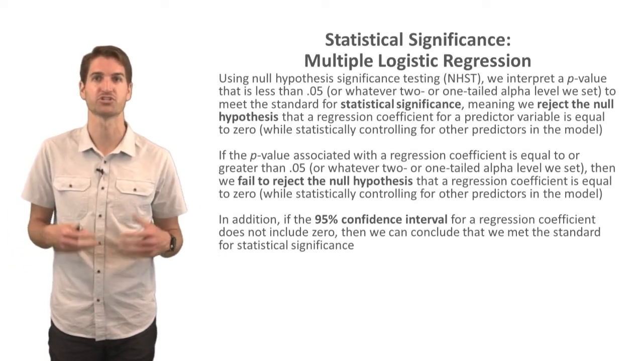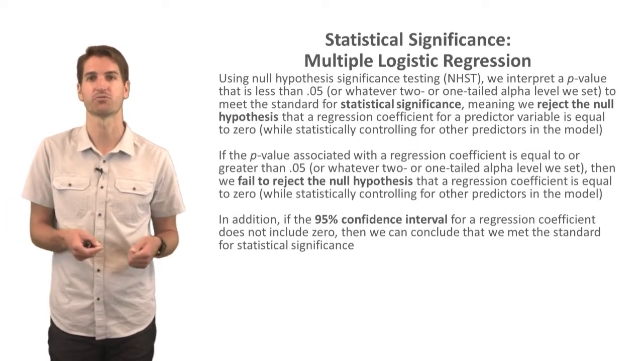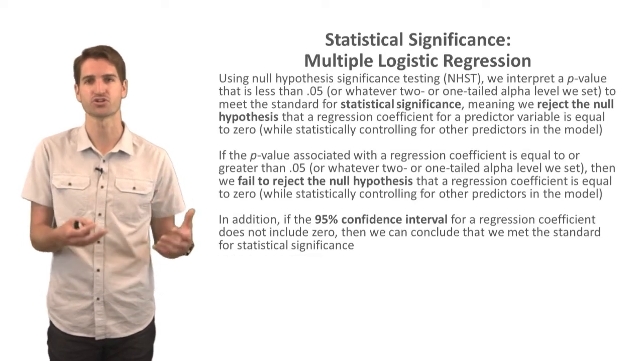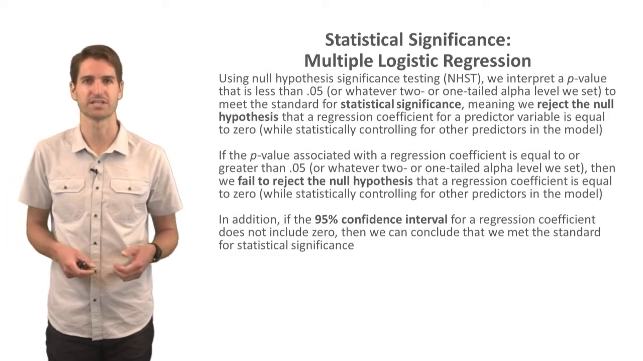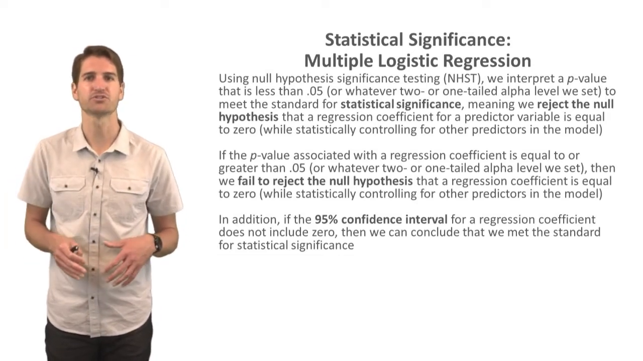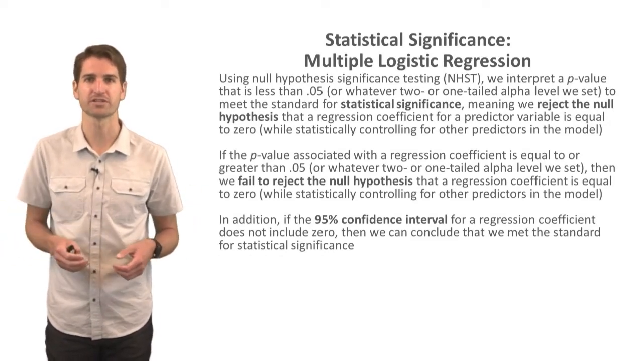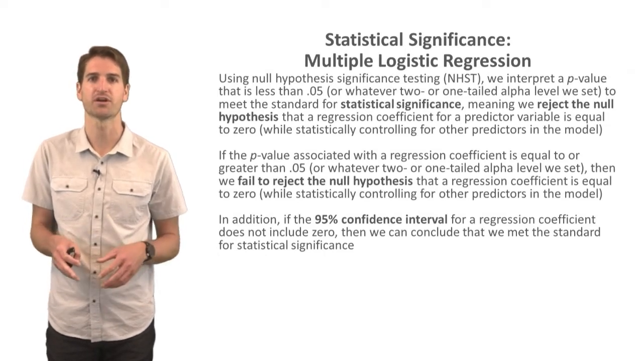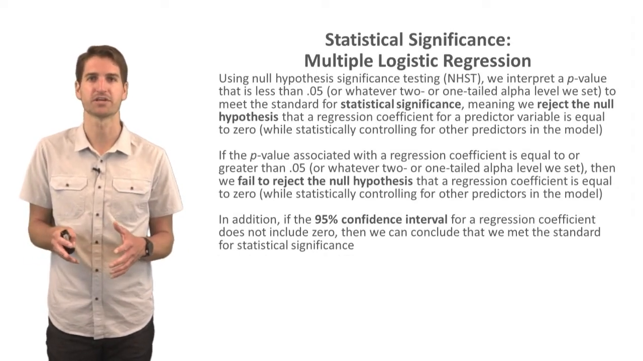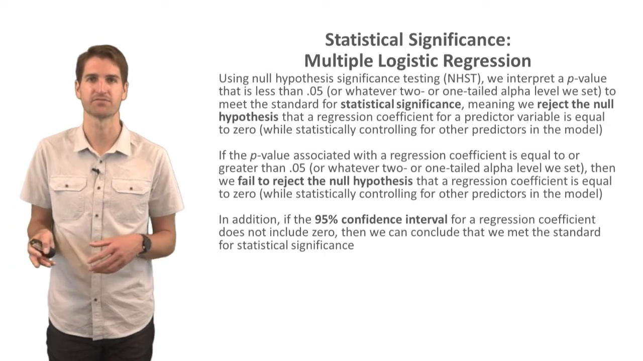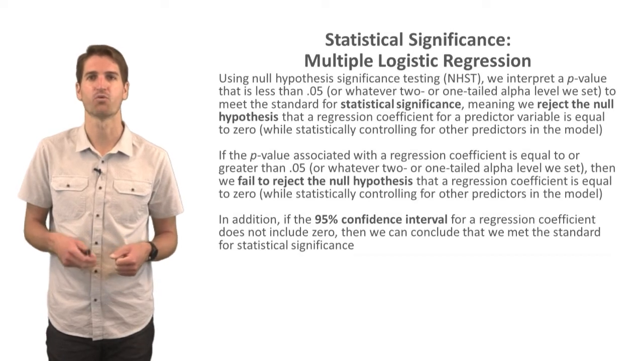This is again with multiple logistic regression, where we're holding all other predictor variables constant when we're estimating a particular regression coefficient. You can think of it as being the partial regression coefficient after controlling for the effects of the other predictors in the model in relation to that same outcome variable. Now, if the p-value associated with the regression coefficient is equal to or greater than 0.05, then we would fail to reject the null hypothesis that that regression coefficient is equal to 0 while statistically controlling for other predictors in the model. In other words, we're essentially saying that the relationship between that predictor variable and the outcome is not statistically significant while controlling for other predictors in the model.